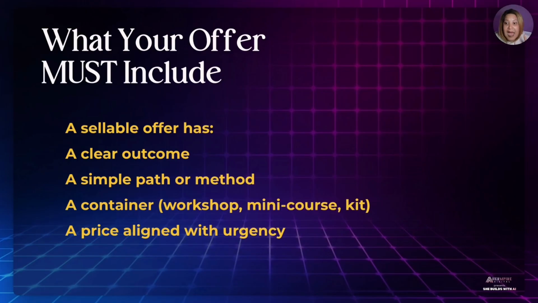It needs a clear outcome someone can point to and say, yes, I want that. It needs to be a simple path or method. Say, for example, like my playground, my digital ecosystem supports this, right? Training needs to be a simple path, a container like your workshop, your mini course, your kit, and a price that matches how urgent the problem is.